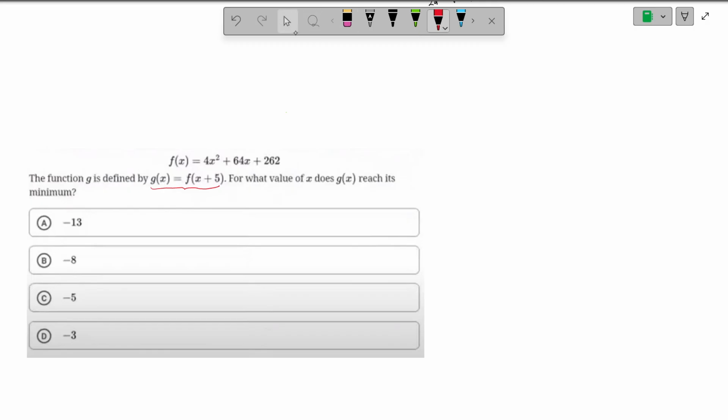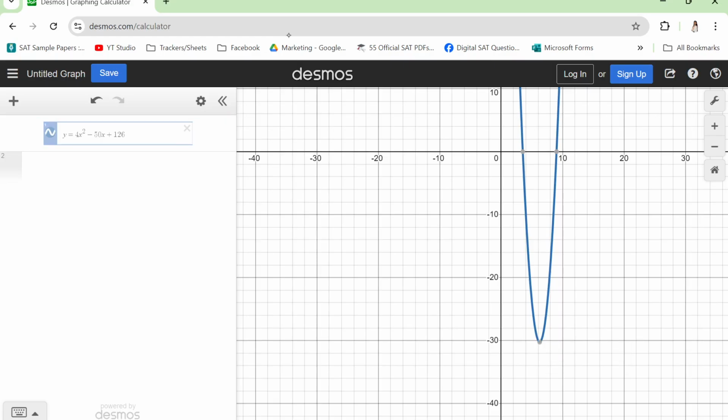Okay, so first let's do it on DESMOS. Now this question is slightly different, but it's not that difficult. All you have to do is first plot this function. Then you simply type another function g of x, and you'll get two graphs, one for each function. And you have to find the x coordinate of the vertex of the second function. Okay, so let's do this.